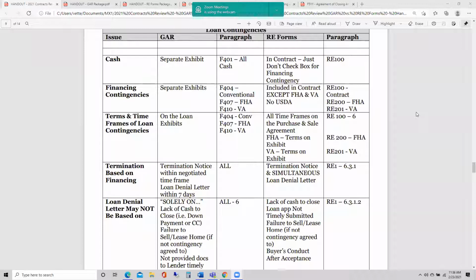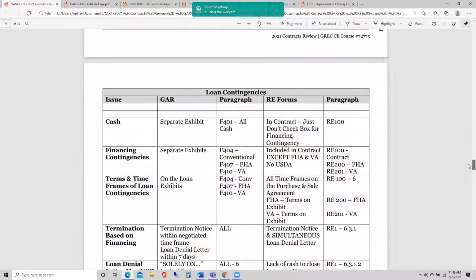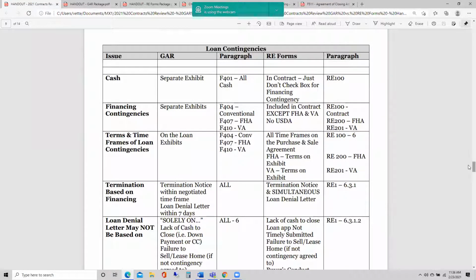All right. So continuing on after the break, we have just covered the main differences between the GAR, Georgia Association of REALTORS contract, purchase and sale agreement, and the RE forms contract, as well as standard terms. We are moving along to loan contingencies. So we are going to continue to cover all the other differences, comparison, and contrast between the GAR contract package and the RE contract package.